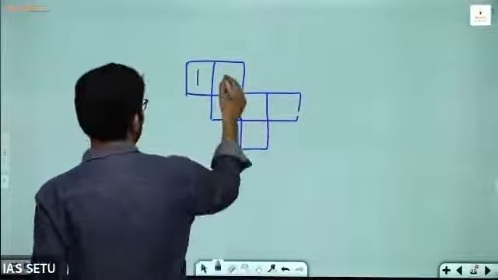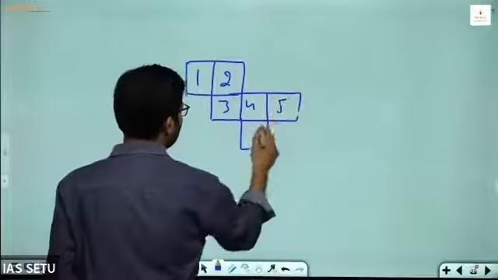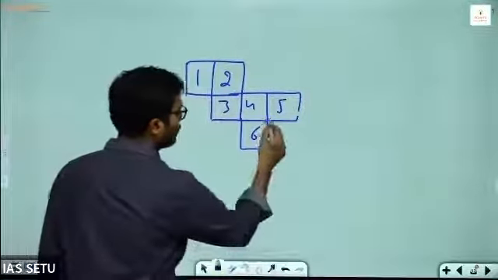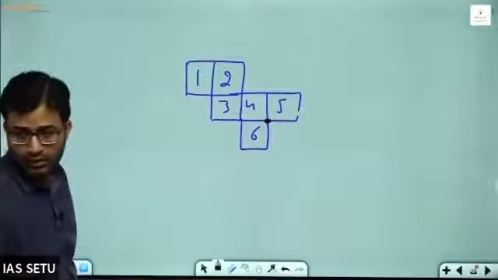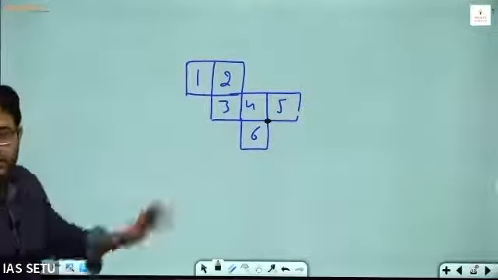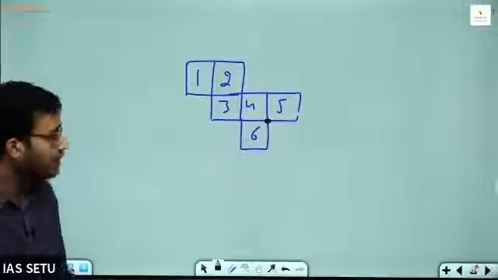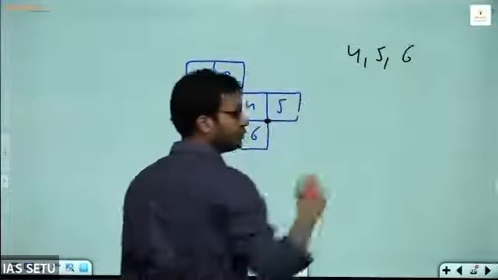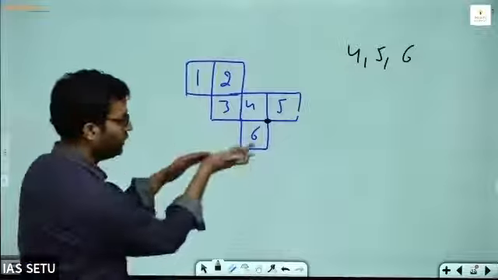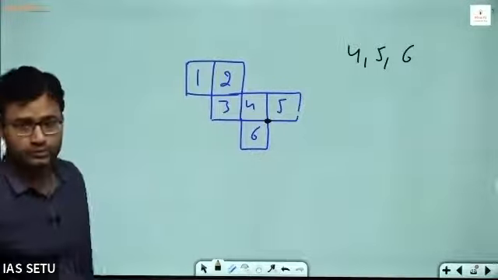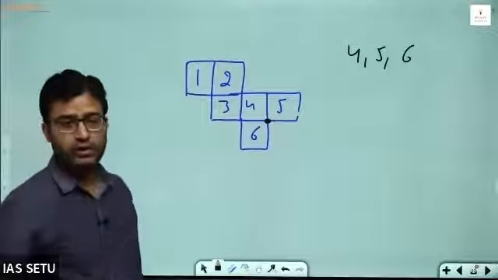For example, it is given 1, 2, 3, 4, 5, 6. You concentrate on this vertex. Can we say this vertex is common for 4, 5, 6? So can we conclude this 4, 5, 6 will be adjacent to each other? If you fold it, you will find 4, 5, 6 adjacent to each other. Cannot be opposite. हो ही नहीं पाएगा.